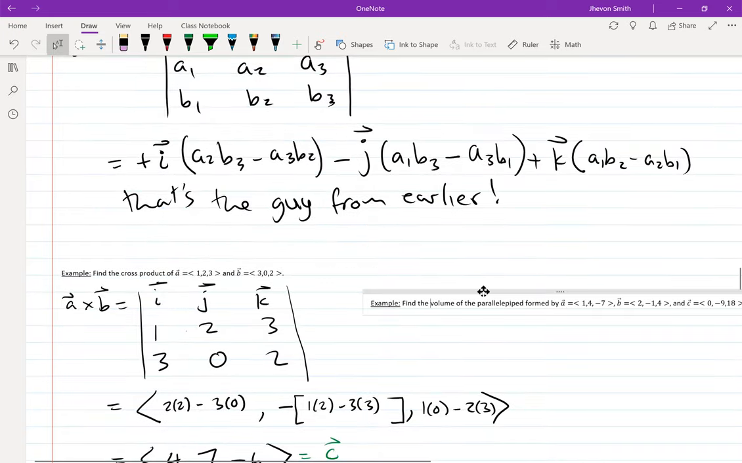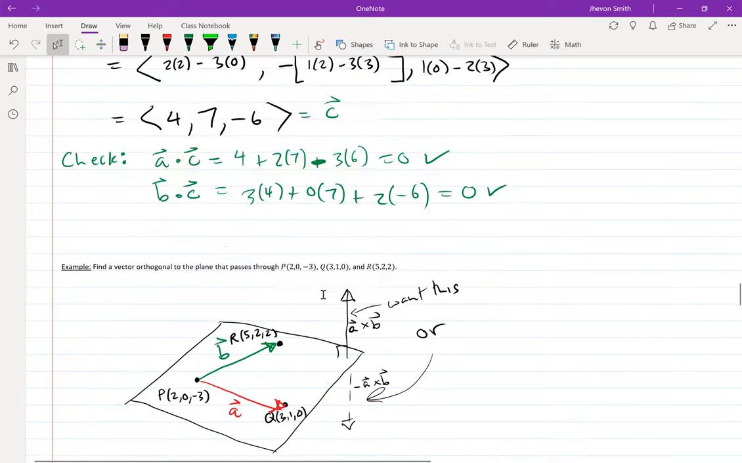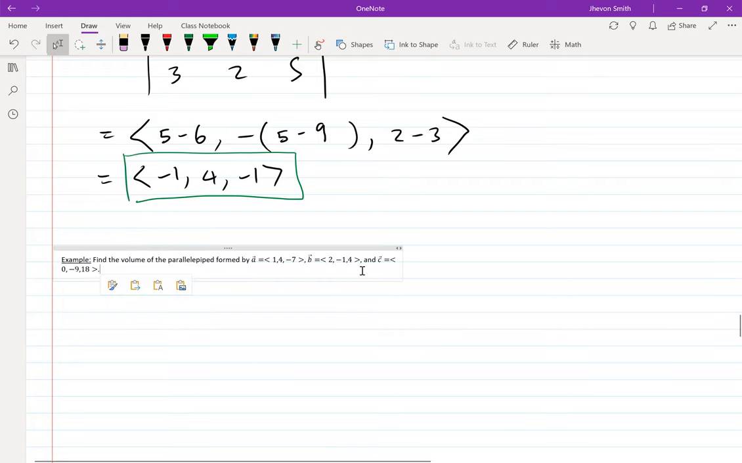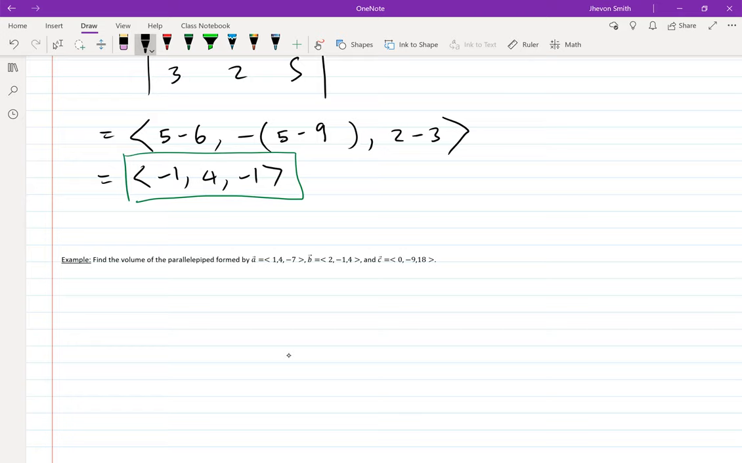Okay, we had a third example up here. All right, find the volume of the parallelepiped formed by this guy. So essentially here, I have something like A, B, C, and we can actually just form.